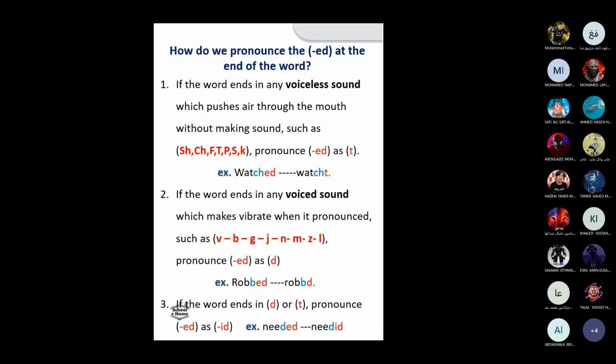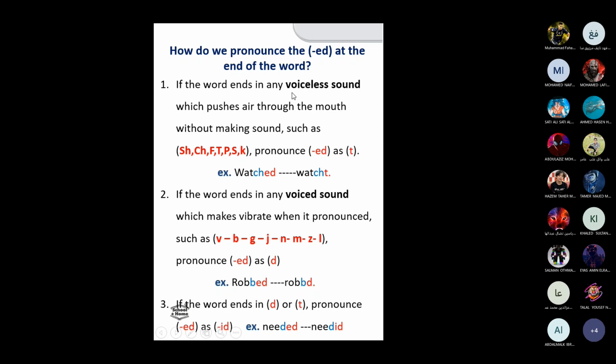Number one, if the word ends in any voiceless sound, which pushes air through the mouth without making sound, such as... what is the meaning of voiceless sound? Voiceless sound, guys, is any sound that doesn't make any vibration when you pronounce it. That's why it's called voiceless. The word voice has the suffix less, which means without voice, a sound without vibration.